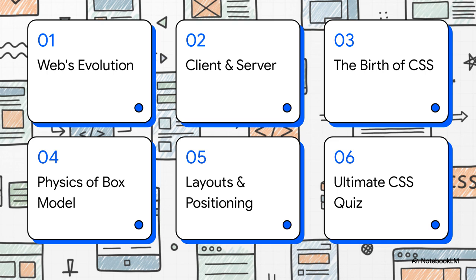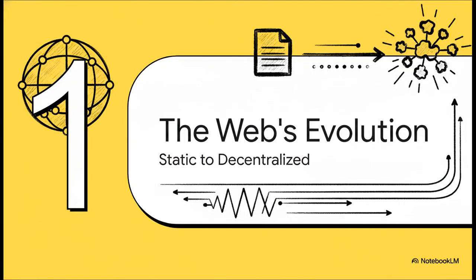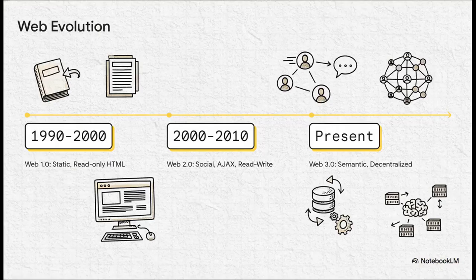Let's get into it. Section 1. The web's evolution, from static documents to decentralized data. So, starting way back in 1990, Web 1.0 was just this static era. Read-only HTML, where we just consumed flat documents.